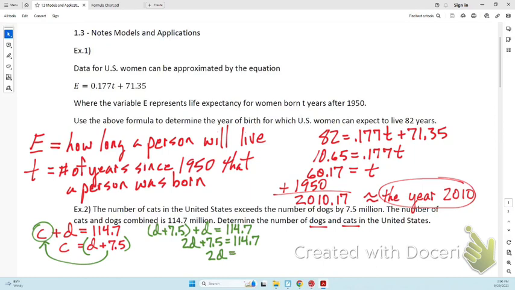That's 107.2. Let's half it, and we get 53.6. And there's the number of dogs. We also need the number of cats. So for cats, I know that this needs to add up to 114.7. So let's go 114.7 minus 53.6. And I know the number of cats is 61.1.